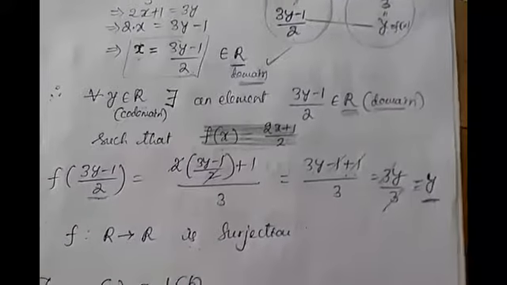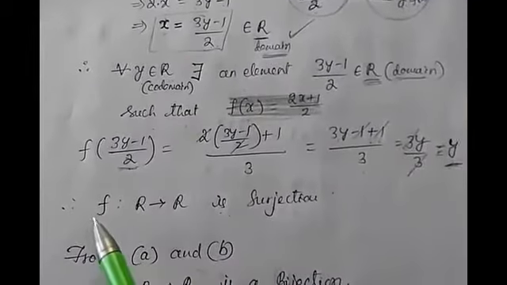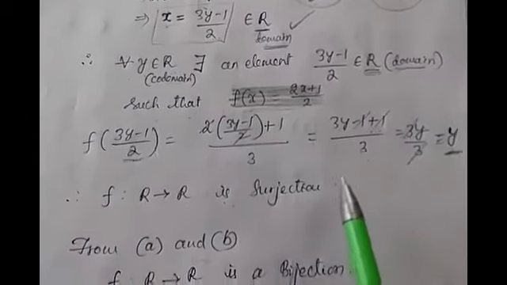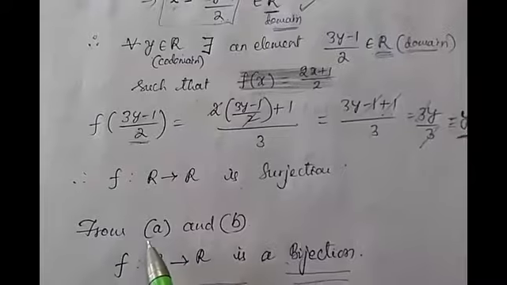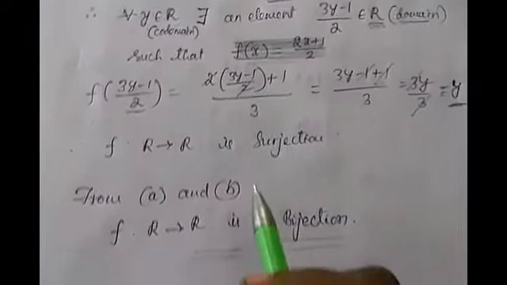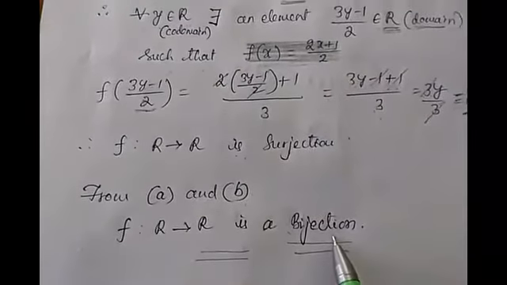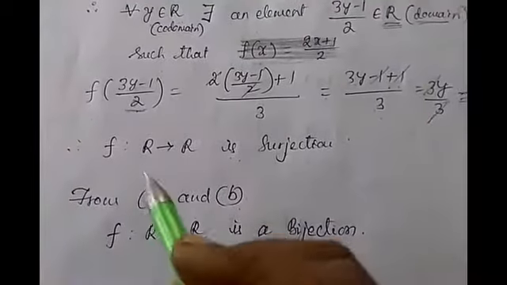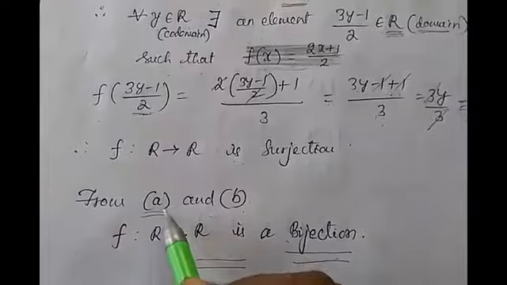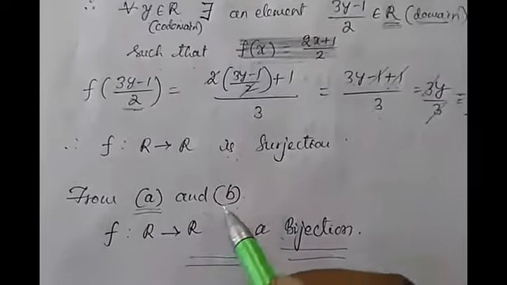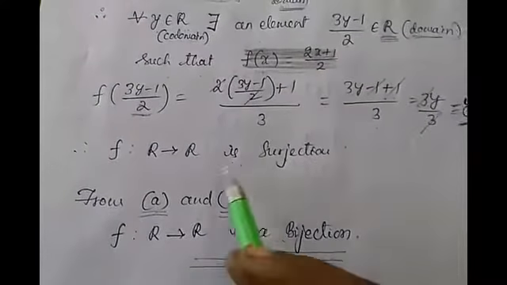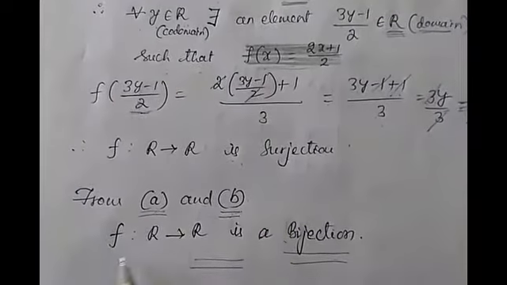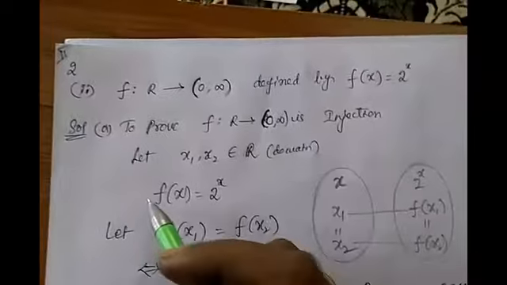Therefore, by the definition of surjection, we can say that f from R to R is a surjection. From A and B, you can say f from R to R is a bijection. In A, we proved that f is an injection, and in B, we proved f is a surjection. From these two, you can say that f from R to R is a bijection.